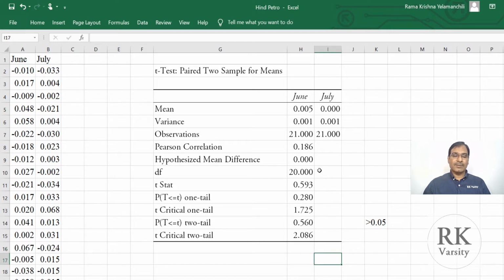The assumption that we make here for a paired sample t-test is, first, the return series should be of the same stock, and second, the number of observations should be uniform. If you look here, the observations are 21 in the month of June as well as 21 in the month of July. But in practice, you may not have a similar number of observations because some months will have more trading days, maybe 23 or 22, and a few months will have fewer trading days like 18 or 19. In such a scenario, you can't apply the t-test paired two sample for means.